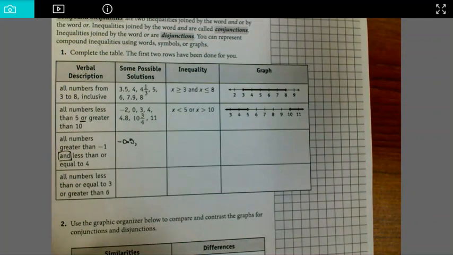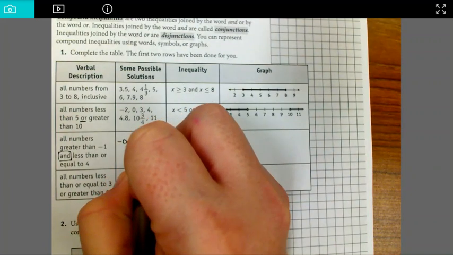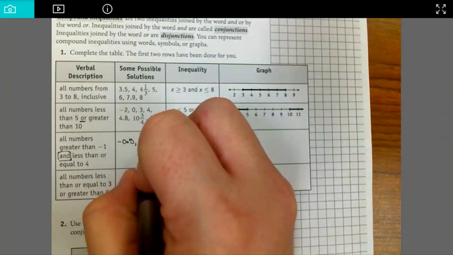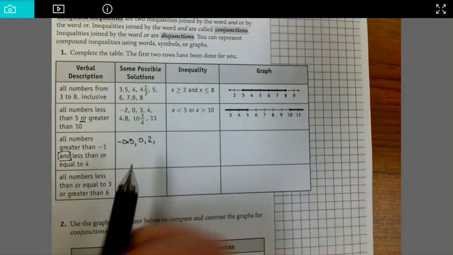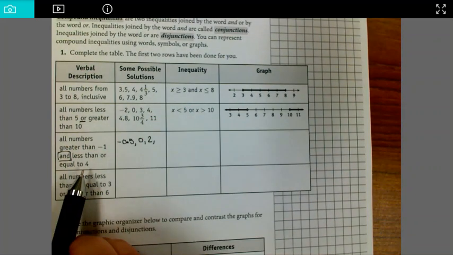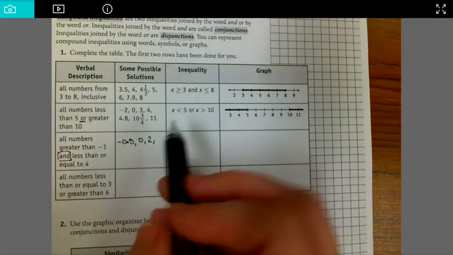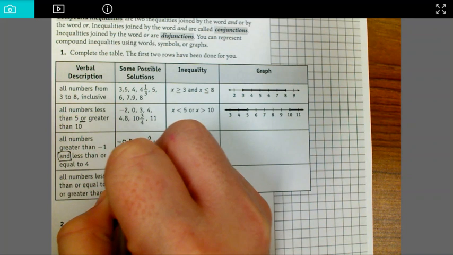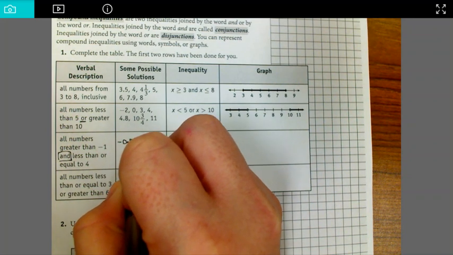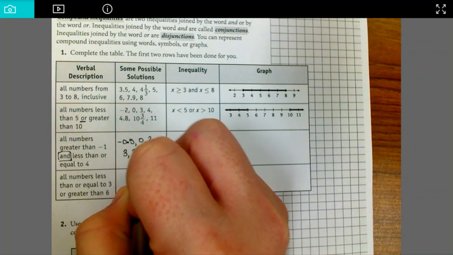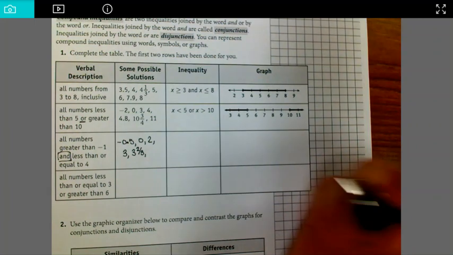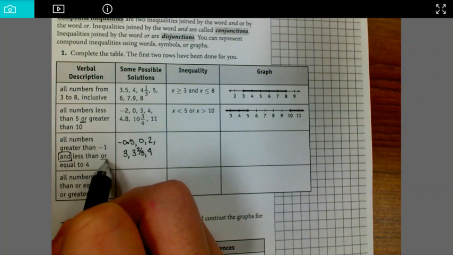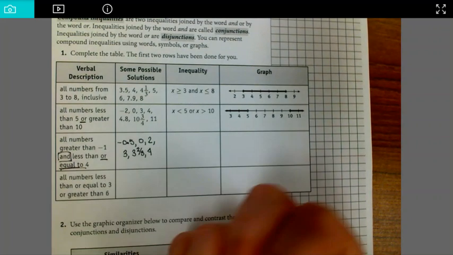Other numbers that can be included are 0. We could go with 2, because that's bigger than -1, but it's also less than or equal to 4. Let's see. We can do 3. I could do 3 and 2/3. I could even do 4 because it says or equal to. So I can equal to it as well.